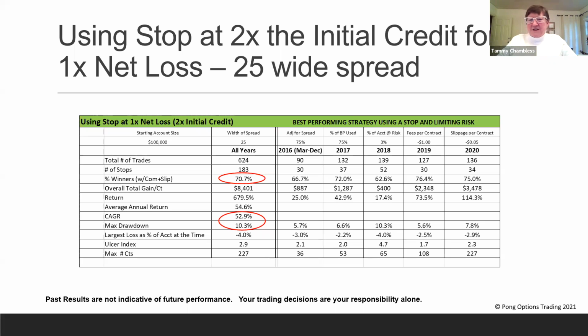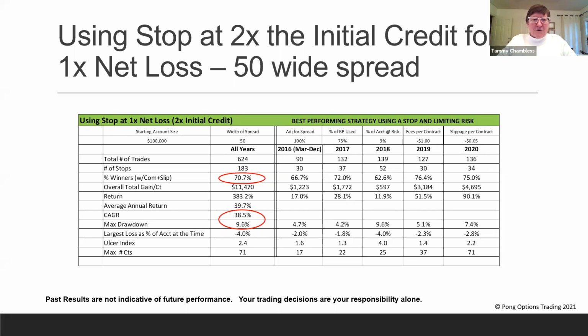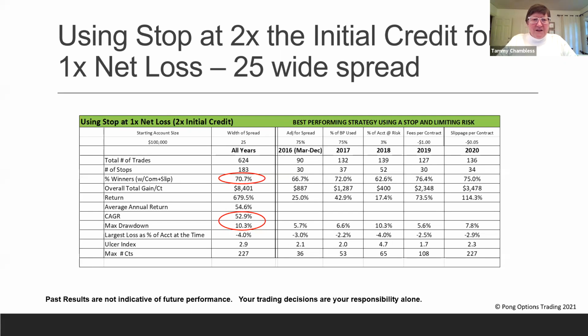But the compounded annual growth rate is 52.9%. And the max drawdown is only increased slightly to 10%. The prior slides were 38.5% return and 9.6% max drawdown. And so we're at 52% average return per year and a 10% drawdown.